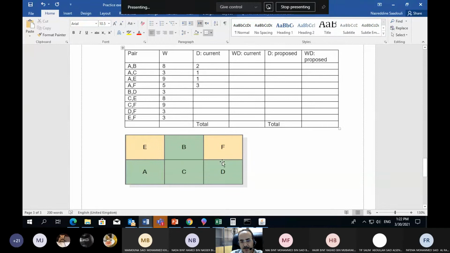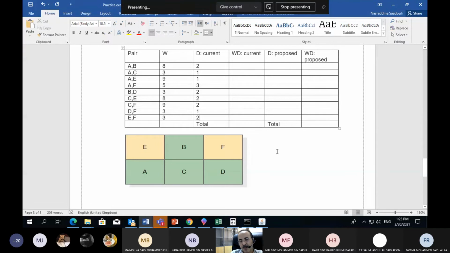So 2. C to E. So 1, 2. C to F. 2, correct. 1, 2. D to F, they're adjacent, so therefore only 1. Very good. 1 movement. And finally, E to F, we have 2. Exactly.